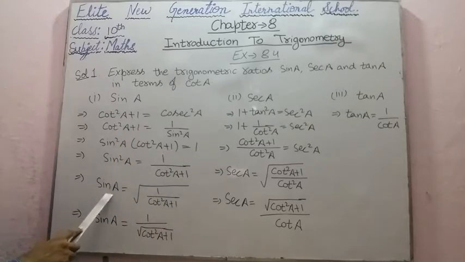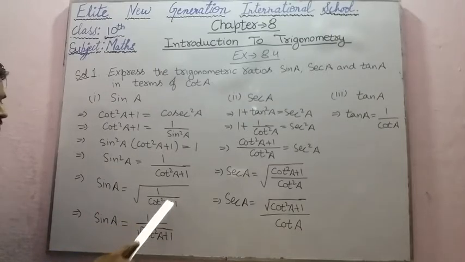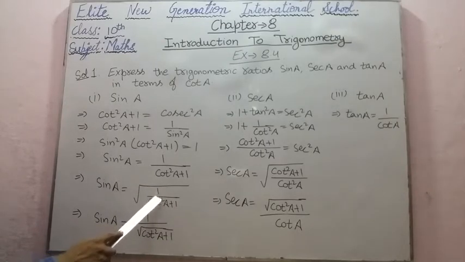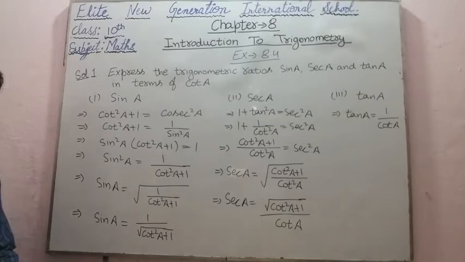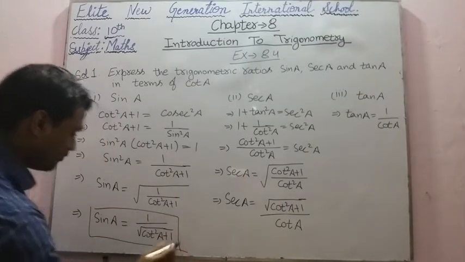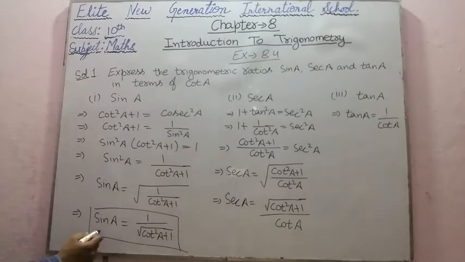Now for finding the value of sin A, this square will be removed and the under root will come. So sin A will be equal to under root 1 upon cot square A plus 1. The value of under root 1 will be 1, and this cot square A plus 1 will come under root. So the value of sin A will be equal to 1 upon under root cot square A plus 1. So in this way we can convert sin A into cot A.